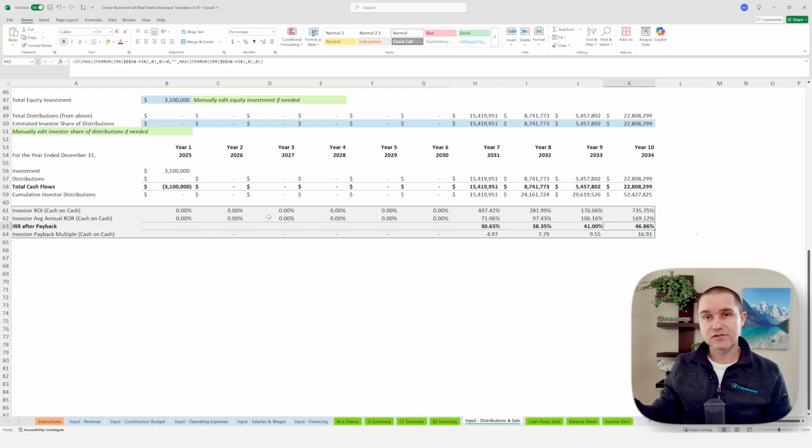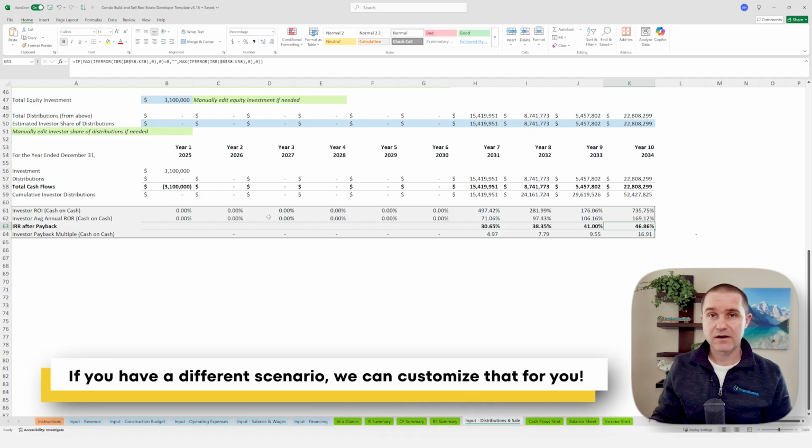And then as the condos are sold, you're paying down the balance of that loan, of that debt that you used to construct it. And so that's kind of the assumption of the model here. If you have a different scenario, feel free to reach out to us. We can customize this to whatever scenario you have. We'd be happy to help with that.